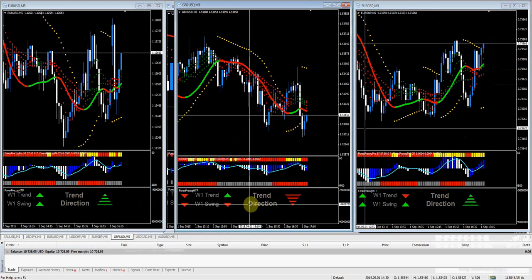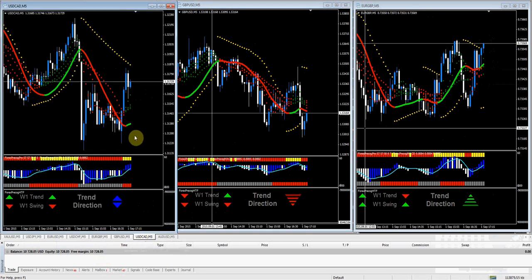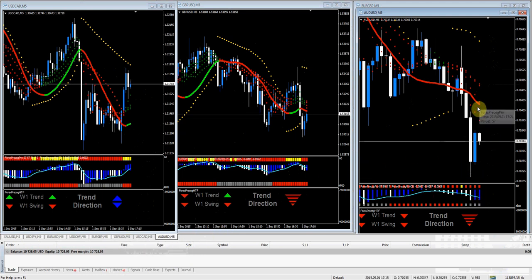GBP USD, USD CAD, and I have AUD USD as my final one. Let's see what this looks like. Another interesting setup here.